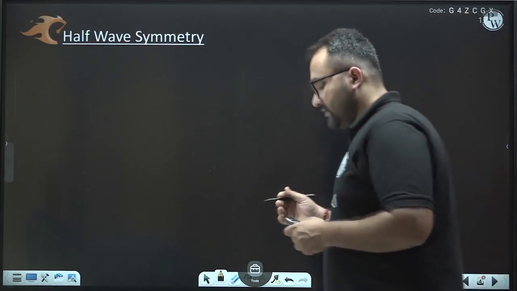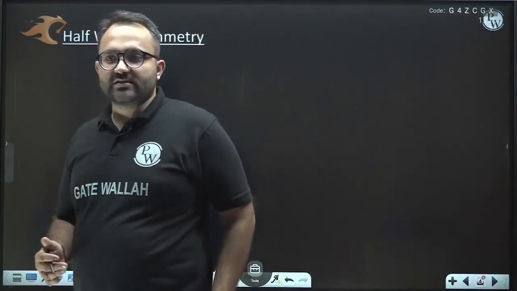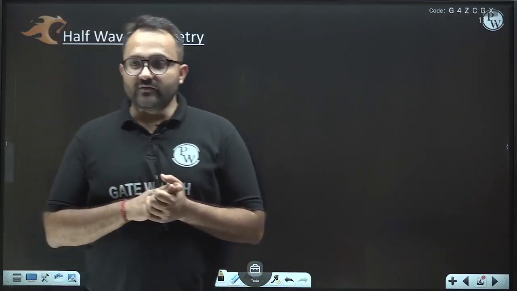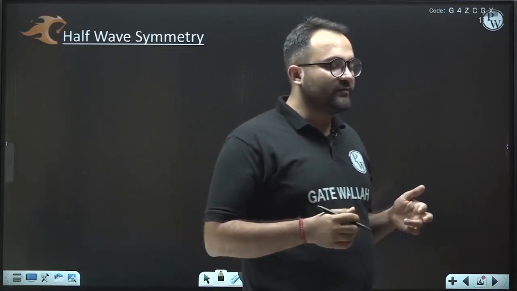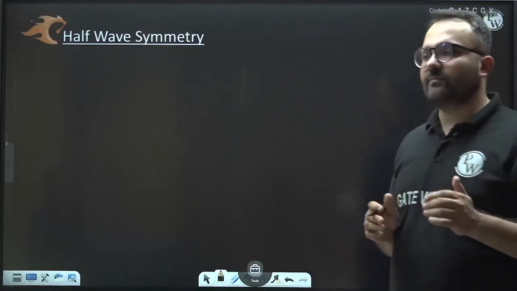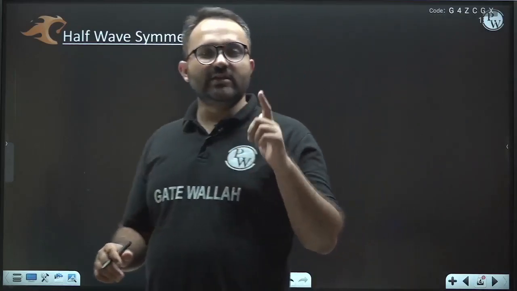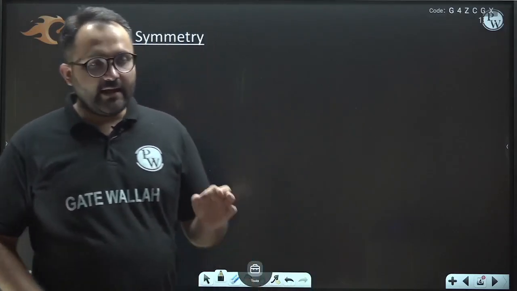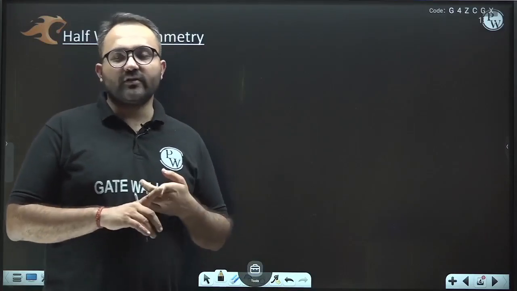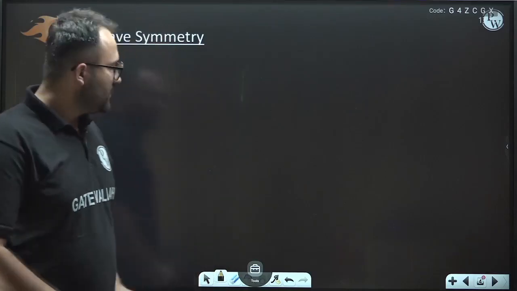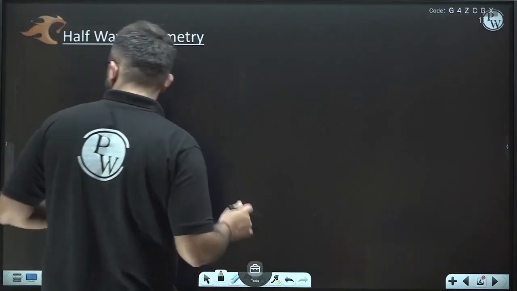In the last section, we did the time shifting property, and now we will see the application of the time shifting property here, that is called half wave symmetry. We have seen even symmetry and odd symmetry in the last part. This is one more symmetry, that is half wave symmetry, and there are two more symmetries, that is hidden odd symmetry and hidden half wave symmetry, that I am going to explain here. So, half wave symmetry.